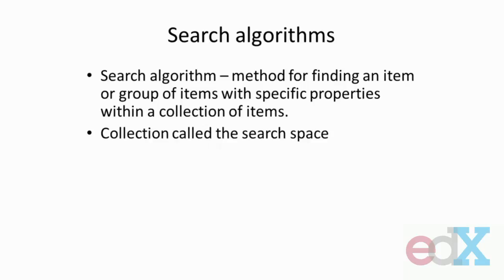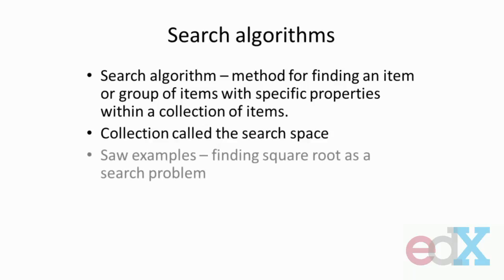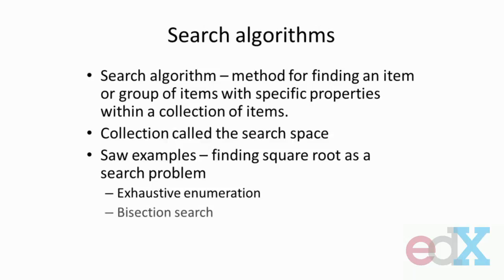We've already seen examples of this, for example, finding square roots. We saw this as a search problem. We could do it with exhaustive enumeration, where we looked at every possible element from the search space. We saw bisection search, where we cut down the problem in half each time. We saw Newton-Raphson. These are all examples of search problems. And what we'd like to do now is to talk about, in general, how do we do search? And what's the inherent complexity associated with doing search?